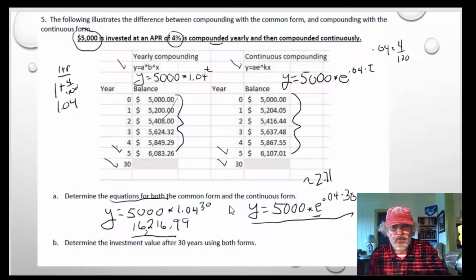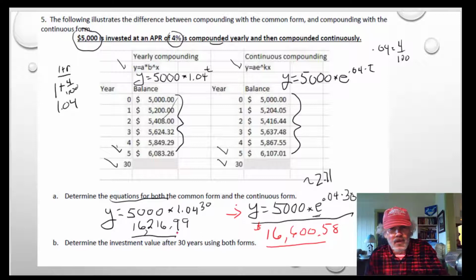So for the continuous form down here, put it in red, when we put it in the calculator, we got $16,600.58. Importantly, notice that this is hundreds of dollars more than this. So compounding continuously, you're going to get more money. Okay, that's it for 5. I'm giving it over to Julie.